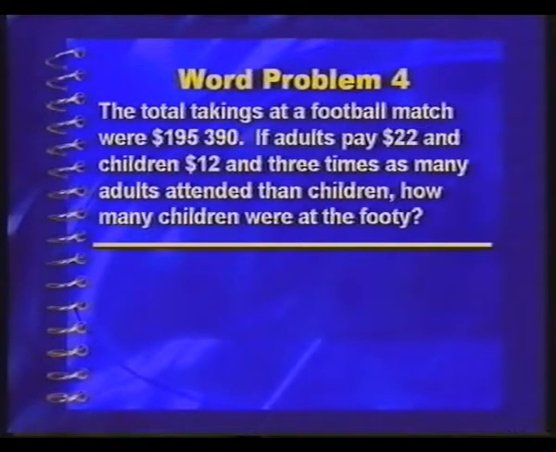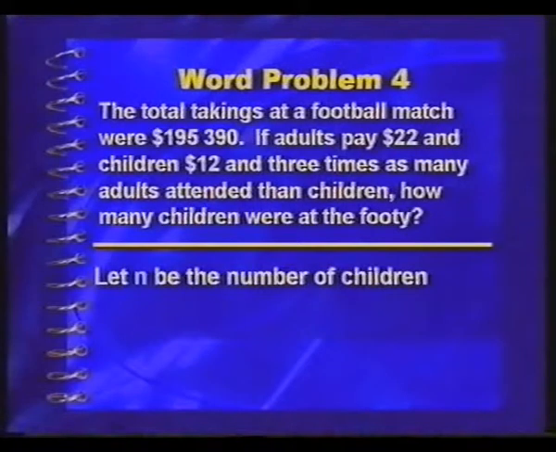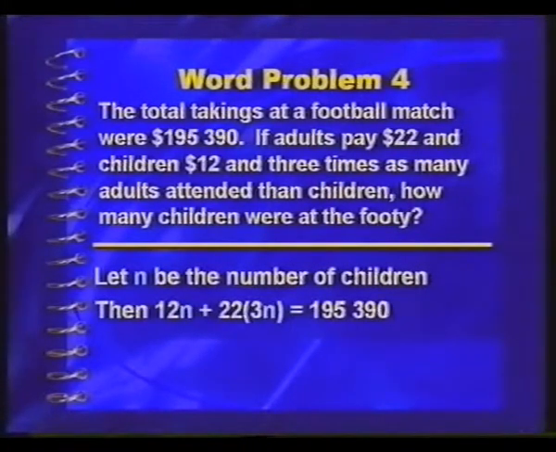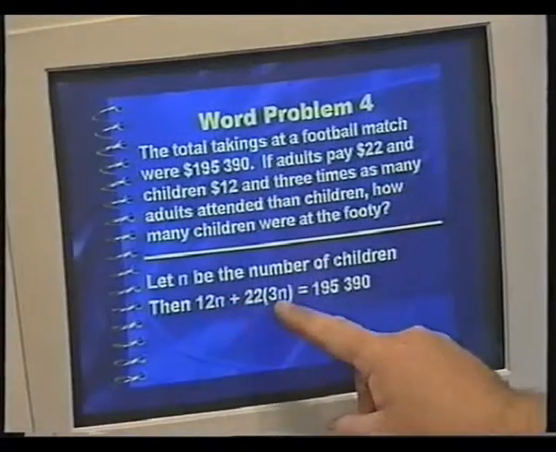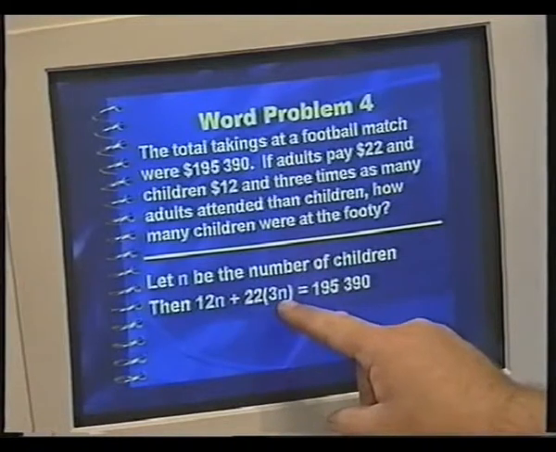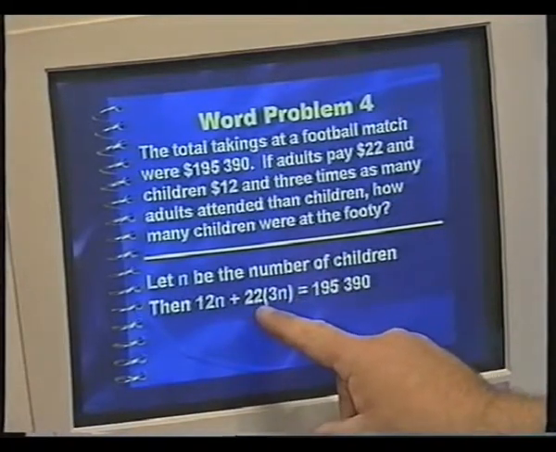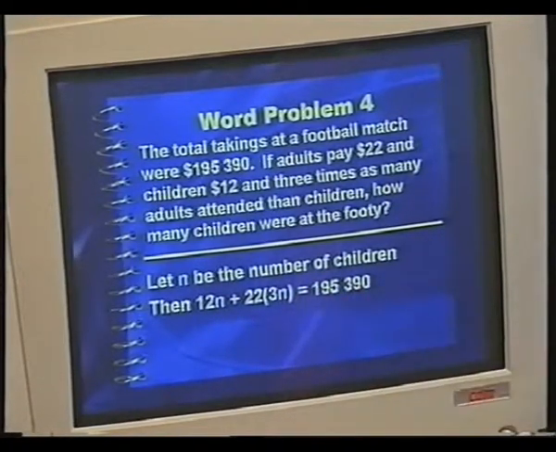There's just enough time for one more problem. Let's have a look. Problem 4. We've got the total takings at a football match is 195,390. Adults pay $22 and children $12. And there are 3 times as many adults. Let n be the number of children. Then we've got 12 times n, because n is the number of children. They pay $12. 3 times as many adults as children, so that's 3n. They pay 22. That comes to that amount. Simplify, that comes to 78.